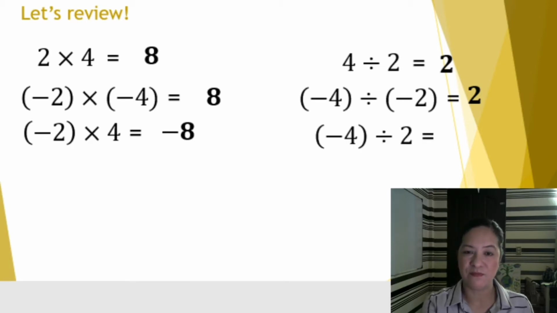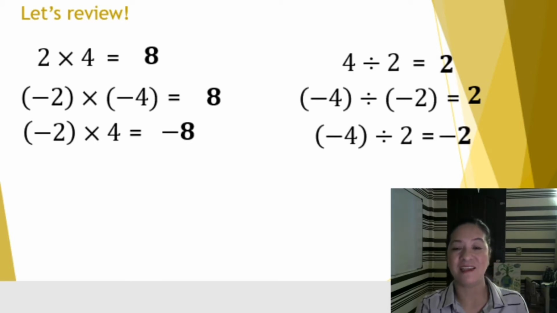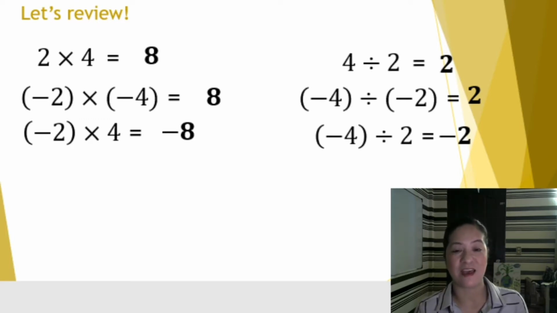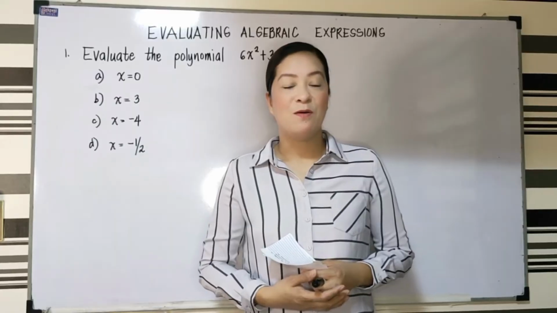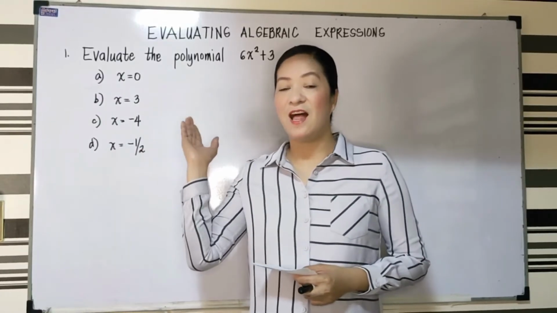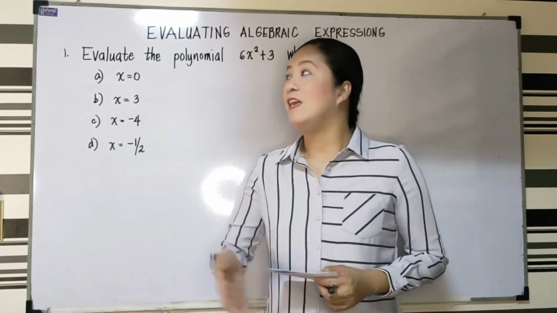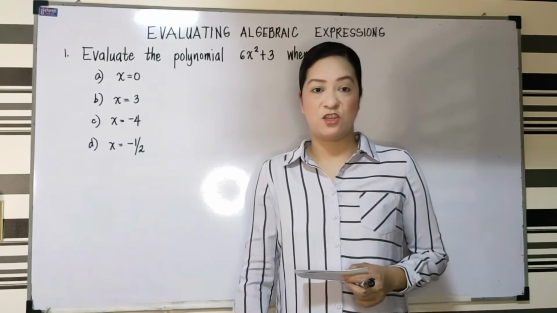How about negative 4 divided by 2? Okay, the answer is negative 2. Negative divided by positive is negative. So whenever you are multiplying or dividing integers having unlike signs, the sign of the answer is always negative. Now, I know that you are ready to evaluate algebraic expressions. So ano bang ibig sabihin ng evaluating algebraic expression?